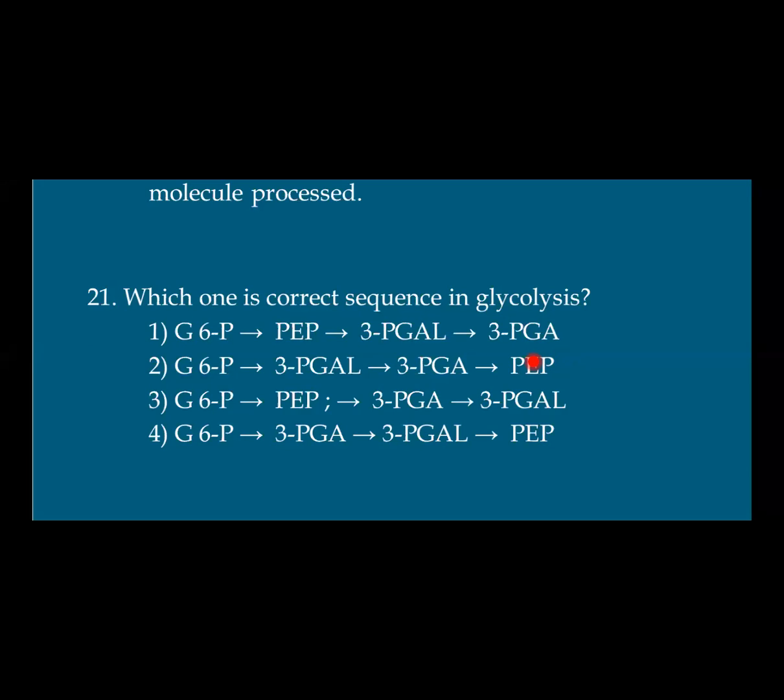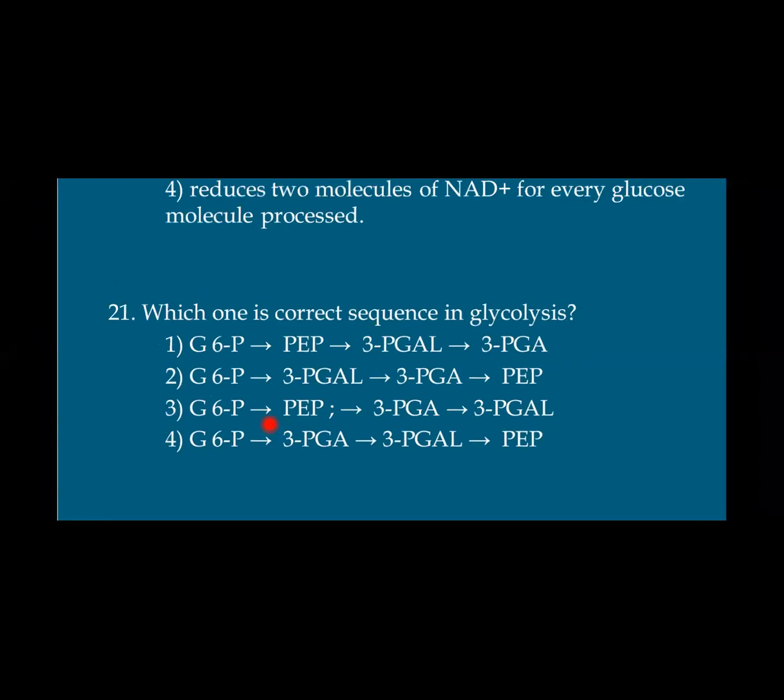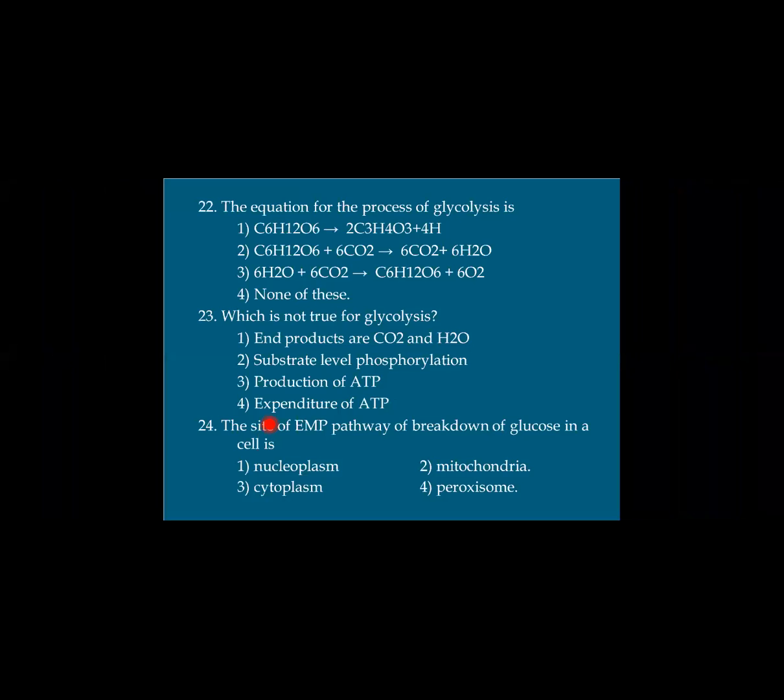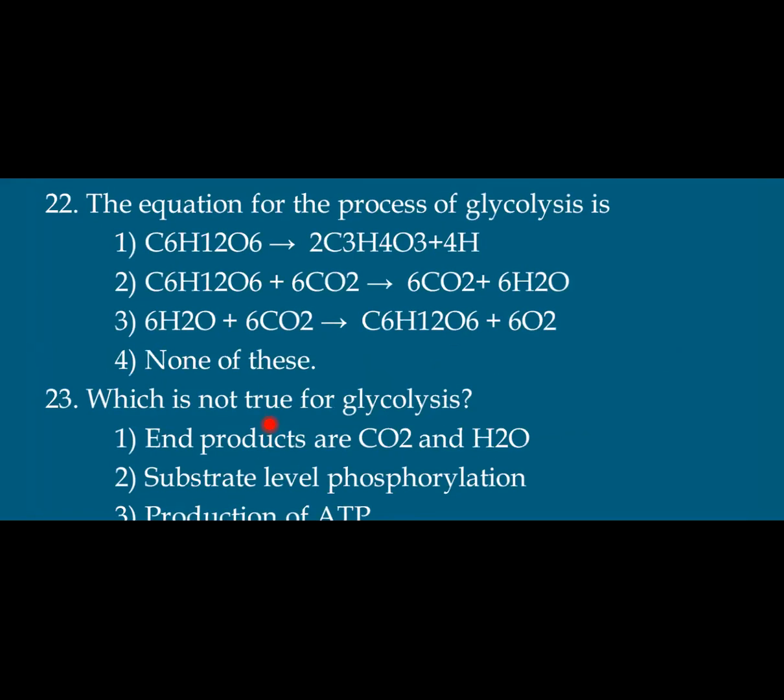Option 3 also there is an error here. PEP is shown first. Option 4 also, PGA is giving PGAL. There is an error here. So option 2 is the answer for this question. Question number 22. The equation for the process of glycolysis is, let us see the equation. C6H12O6 is giving rise to 2C3H4O3 plus 4H. One glucose is giving 2C3H4O3. What is this C3H4O3? It is nothing but pyruvic acid. Pyruvic acid formula is C3H4O3.